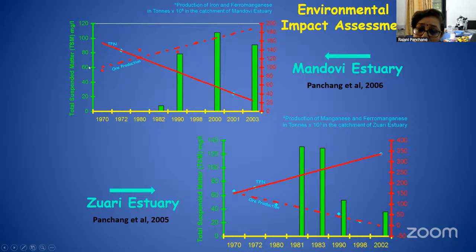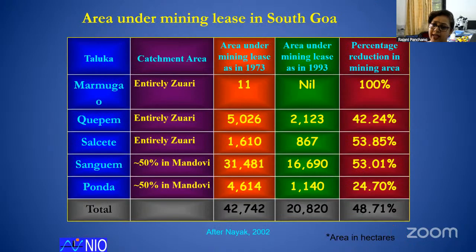Whereas in the Zuari estuary, the TFN had gone down, the ore production had gone down and the TFN had increased. When I put this up, my guide said, are you mad? This is not possible. The industry is booming like hell. And when the industry is booming, how can the ore production go down? So that is when I went and started looking at past literature. I'm telling you the importance of past literature.